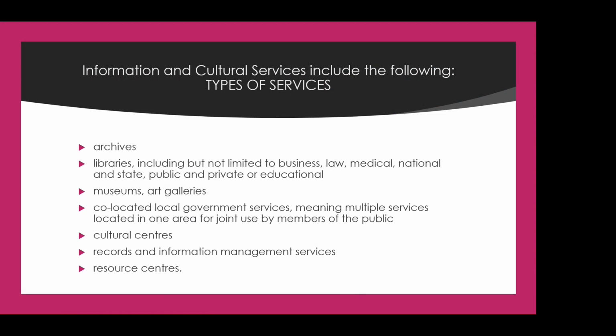So what are the different types of services that we're talking about? We're talking about libraries, of course, but we're also talking about archives. We're talking about libraries, including but not limited to business, law, medical, national and state, public or private, or educational libraries. Then we talk about museums and art galleries. There's a new trend in government agencies right now where they have co-located local government services, meaning that multiple services are located in one area for joint use by members of the public. We'll talk about cultural centers, records and information management services, as well as resource centers.